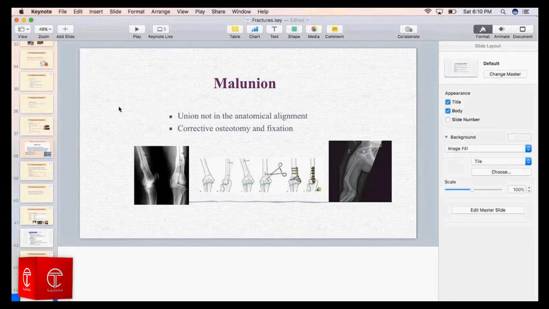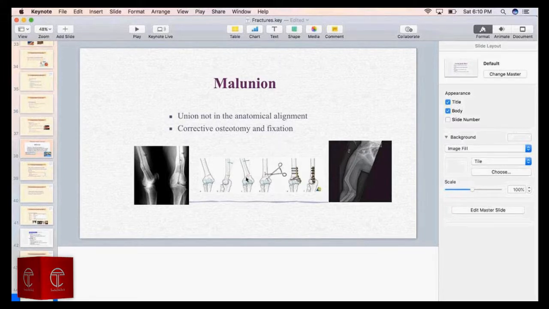Otherwise, it can produce shortening, reduced function of the limb, and early osteoarthritis of the nearby joint. So these are the three problems of malunion: shortening, poor or reduced function, and early wear and tear or osteoarthritis. So the treatment is a corrective osteotomy.